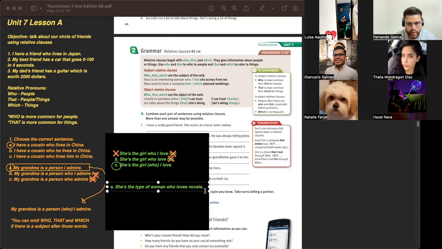She's the type of woman who loves novels. She's the type of woman what loves novels. And she's the type of woman which loves novels. Class, what is the correct sentence? A. Good. En este caso, ¿puedo omitir who?